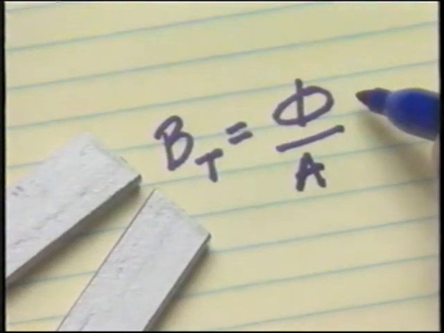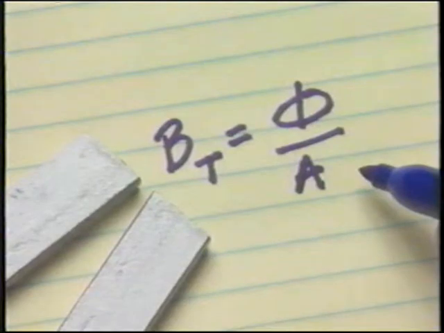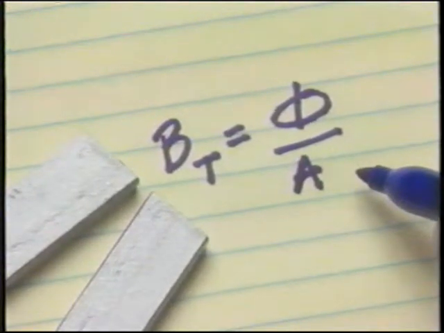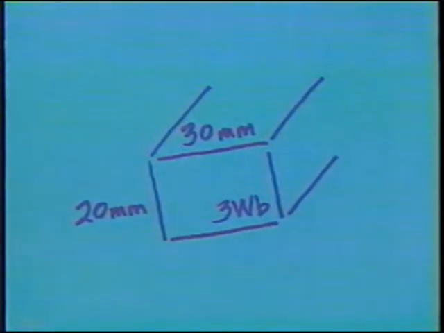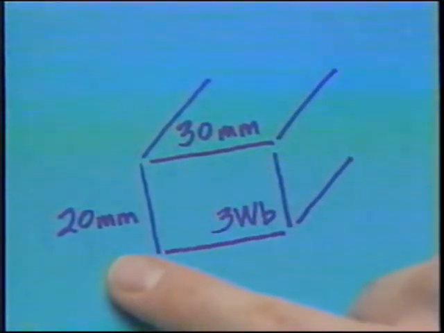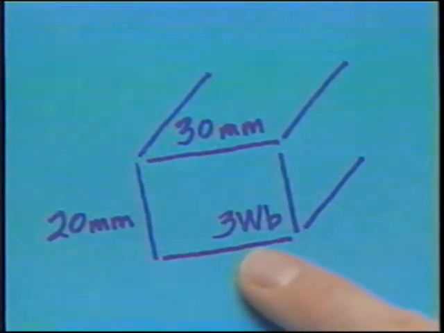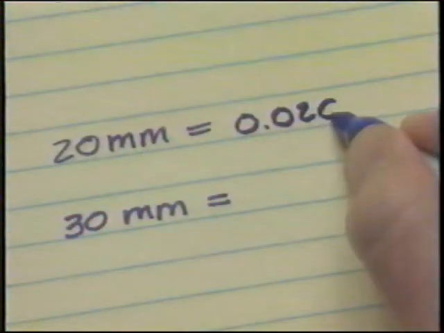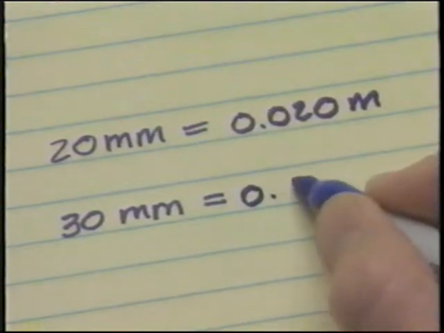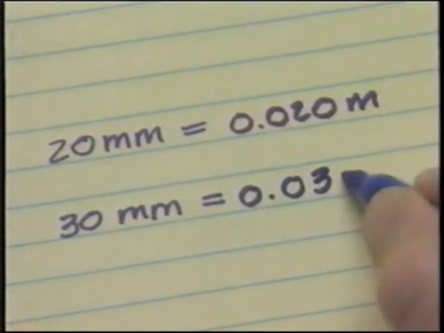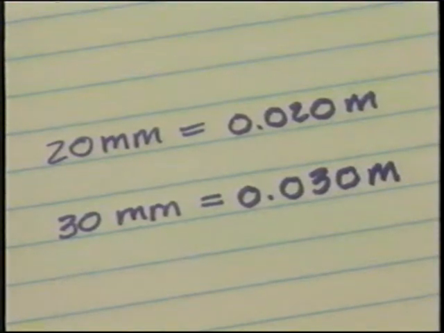Phi is the number of lines of force in Webers, and A is the cross-sectional area of the magnetic path in square meters. Let's find the flux density for an iron core whose cross-sectional dimensions are 20 millimeters by 30 millimeters and whose total flux is 3 Webers. First, millimeters must be converted to meters. 20 millimeters equals 0.02 meters, while 30 millimeters equals 0.03 meters.